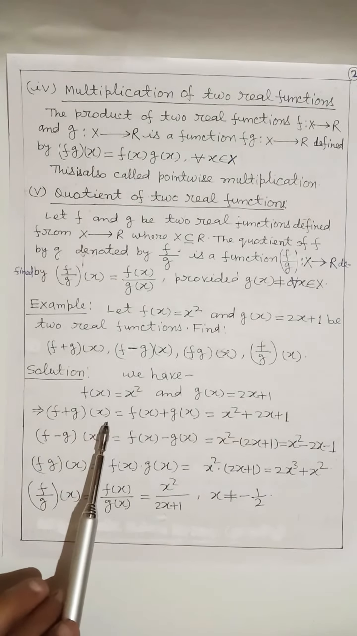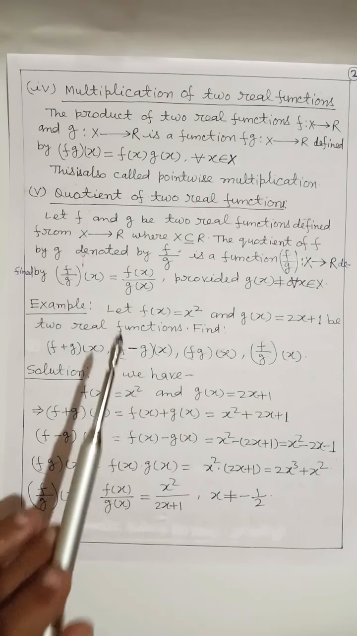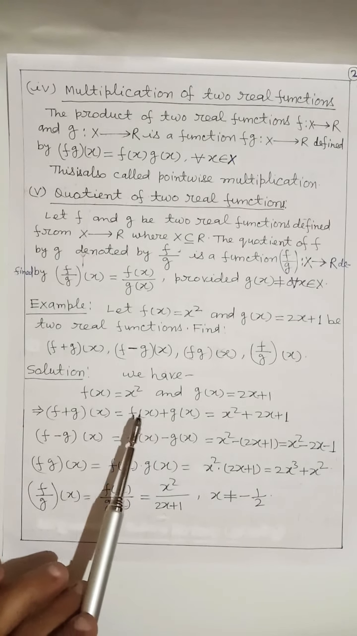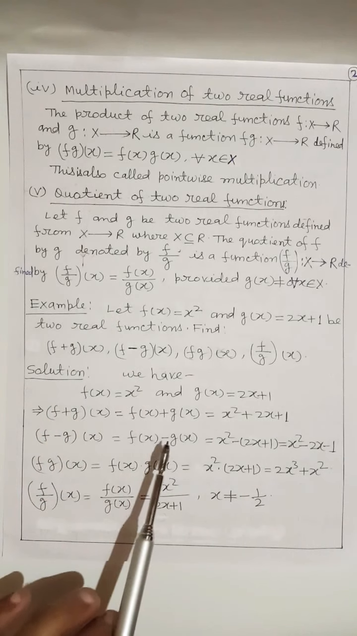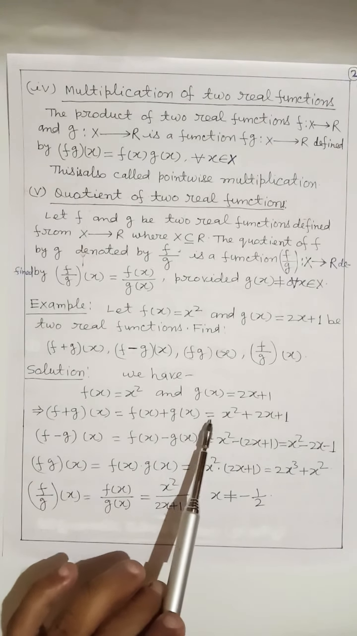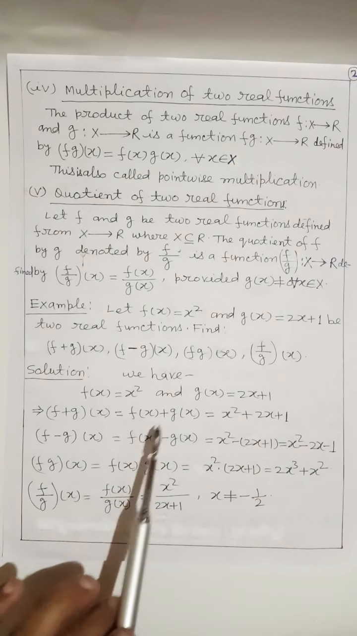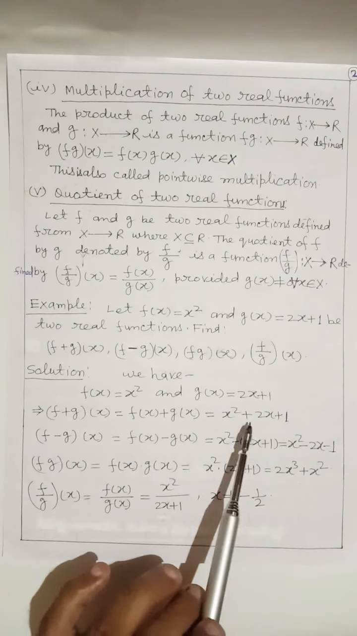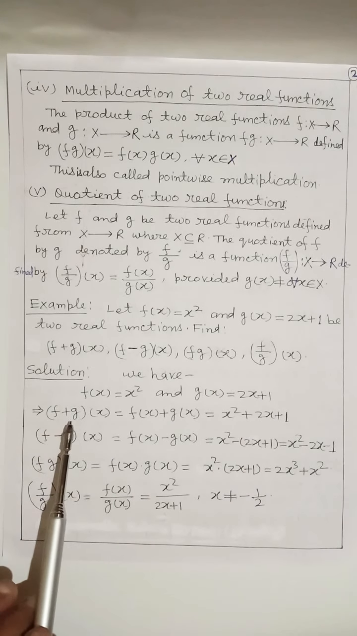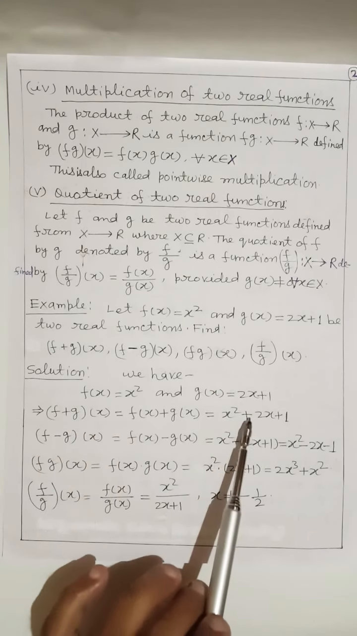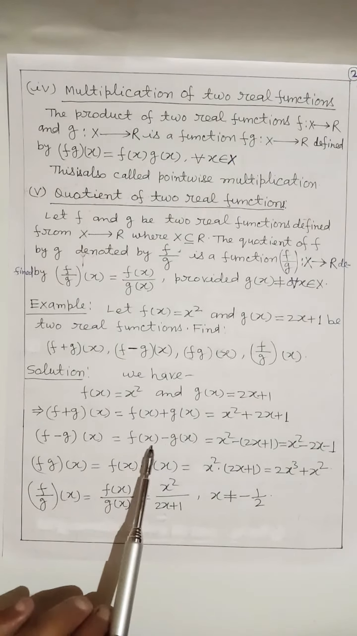(f plus g)(x) equal to f(x) plus g(x), which is already discussed above here, and this is equal to x square plus 2x plus 1, f(x) x square plus g(x) 2x plus 1. So (f plus g)(x) equal to x square plus 2x plus 1. Similarly, (f minus g)(x) equal to f(x) minus g(x).